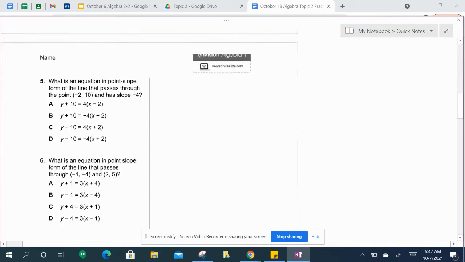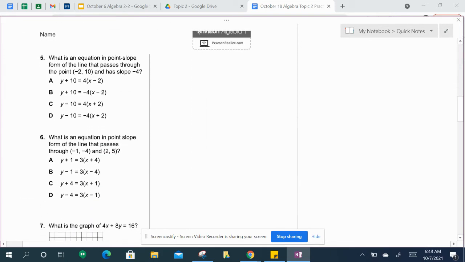Moving on, number 5, again, it says write an equation in point slope form. So point slope form, because this one's multiple choice, I'm going to take a look. I notice it goes through the point (-2, 10) and has a slope of negative 4.